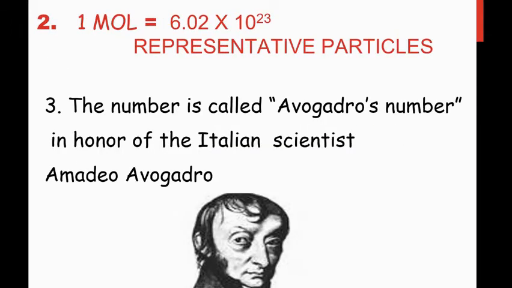So 1 mole is 6.02 times 10 to the 23rd representative particles. So 1 mole of atoms is 6.02 times 10 to the 23rd atoms. 1 mole of molecules is 6.02 times 10 to the 23rd molecules, and 1 mole of formula units is 6.02 times 10 to the 23rd formula units. This number is called Avogadro's number in honor of the Italian scientist named Amedeo Avogadro.